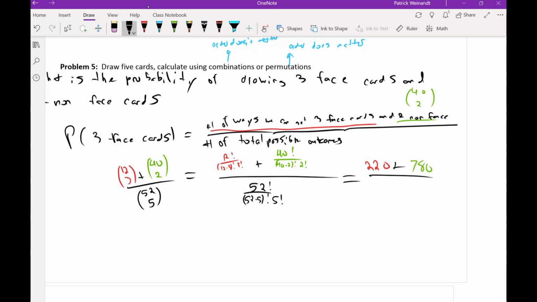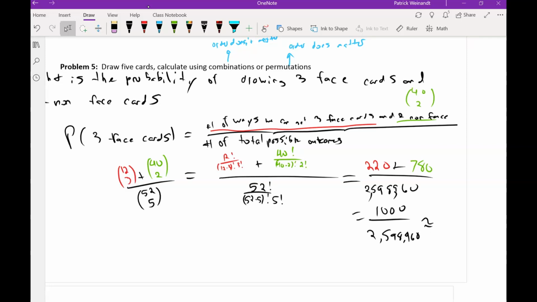And the total number of outcomes is 2,598,960 ways. Simplify our numerator, 220 plus 780, we get 1,000 over 2,598,960. I don't really care about simplifying that, just plug that into your calculator.